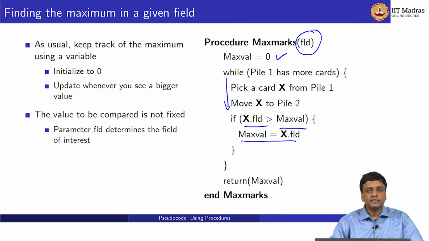You iterate through the cards and keep updating max each time you see a larger value, but because we have made it a procedure, we can change what value we are looking for by passing a different field in each iteration.